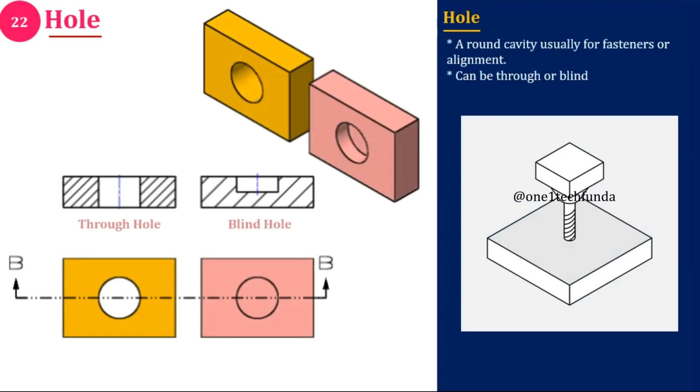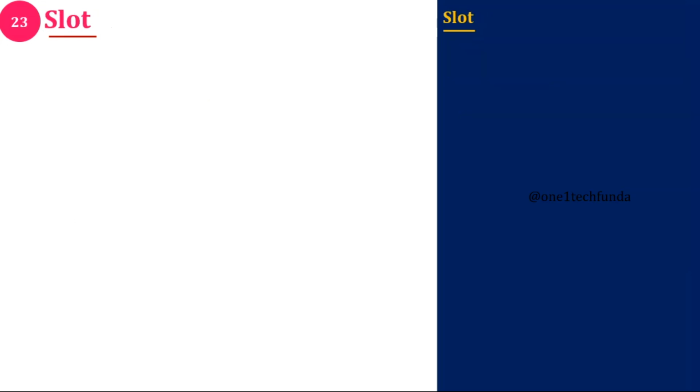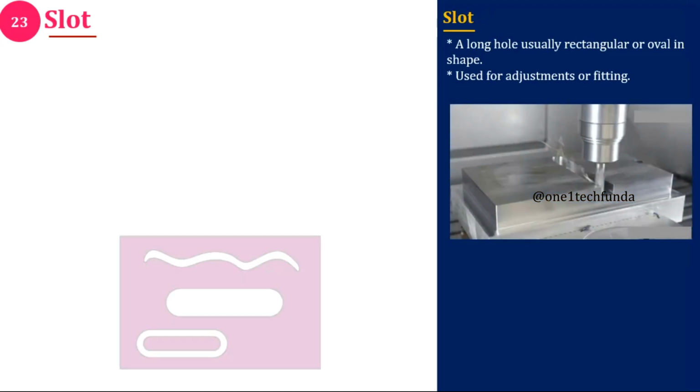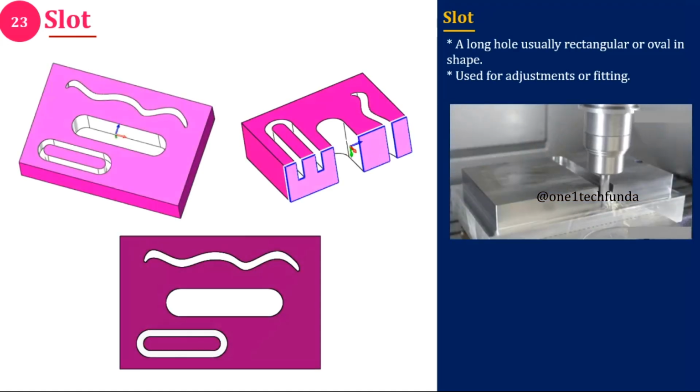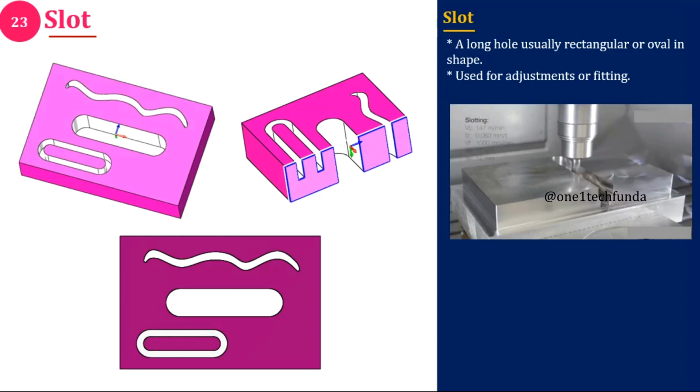Hole. A hole is a circular feature, which may be through or blind. It can be plain, threaded, or countersunk depending on its use. Slot. A slot is an elongated hole, usually rectangular or oval. It is used for guiding, adjustment, or accommodating keys. Slots are often dimensioned with length, width, and radius at the ends for easy manufacturing.